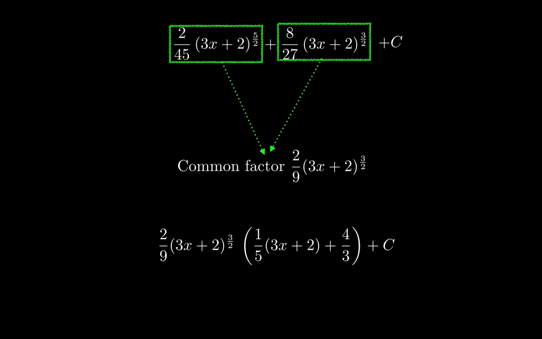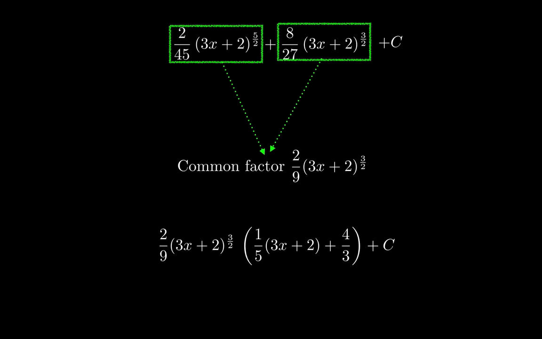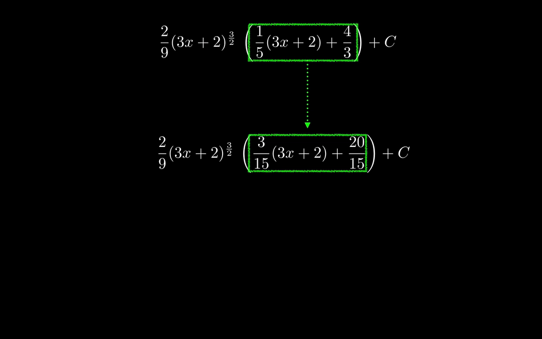If I factor out the common factor, I get inside the parentheses 1/5 of (3x plus 2) plus 4/3. And you can double check that just by multiplying back, or distributing that common factor inside the parenthesis. So I have that expression now, and there's a little bit of algebra that I have to do now. Inside that parenthesis, I can do the common denominator. The common denominator will be 15.